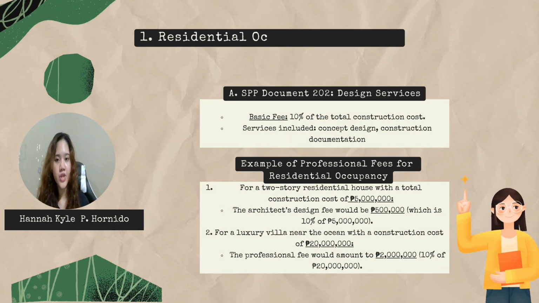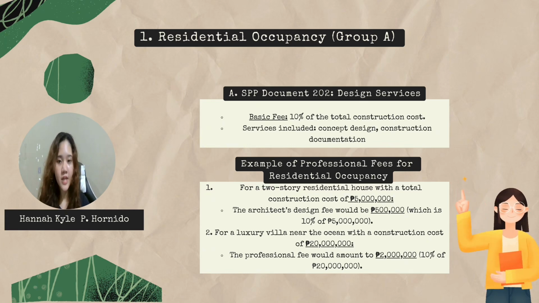Professional fees for residential occupancy. When it comes to residential projects, architects and designers charge specific fees based on the services provided. Let's look at two key documents that outline these fees. According to SPP Document 202, for residential projects, architects typically charge a basic fee of 10% of the total construction cost. This fee covers all aspects of design, from the initial concept to construction documentation.